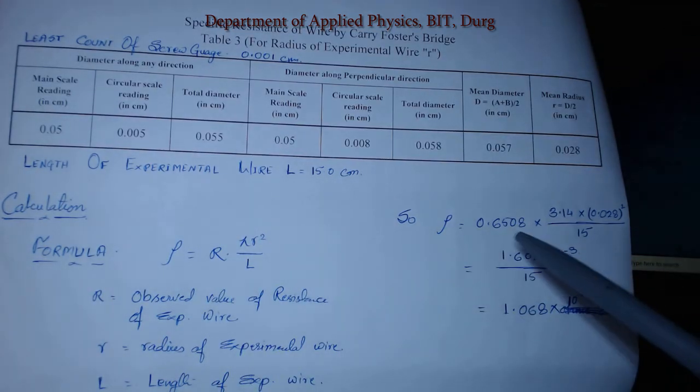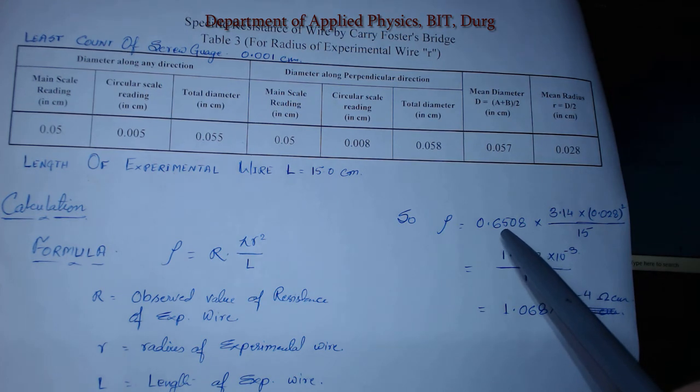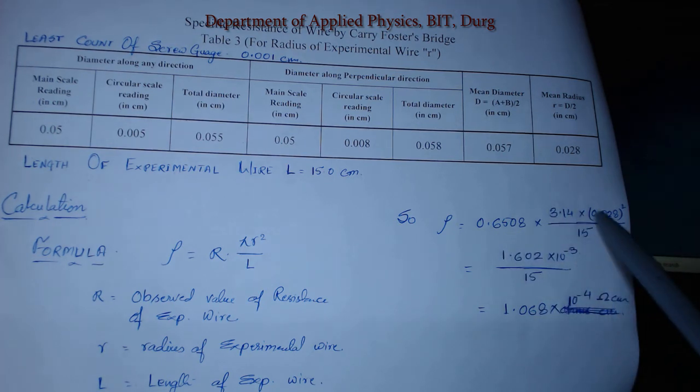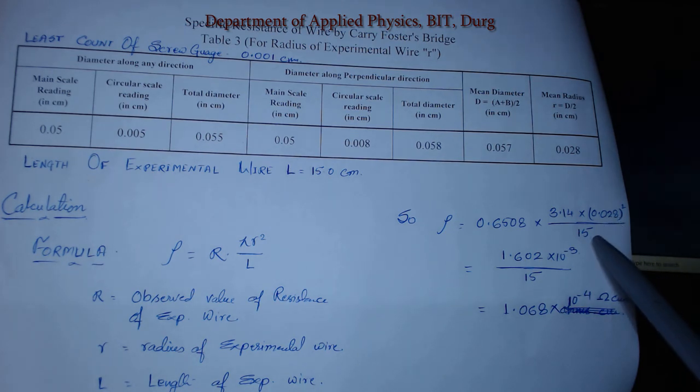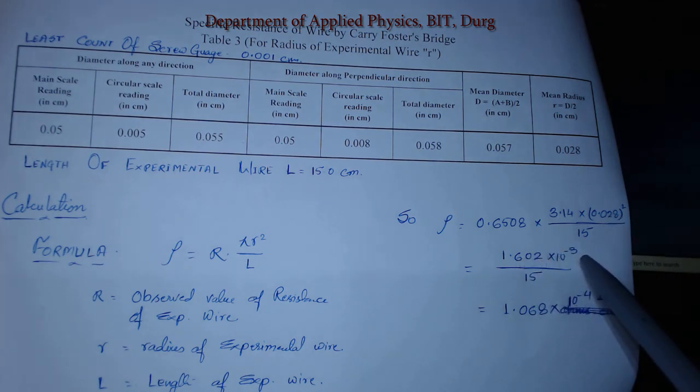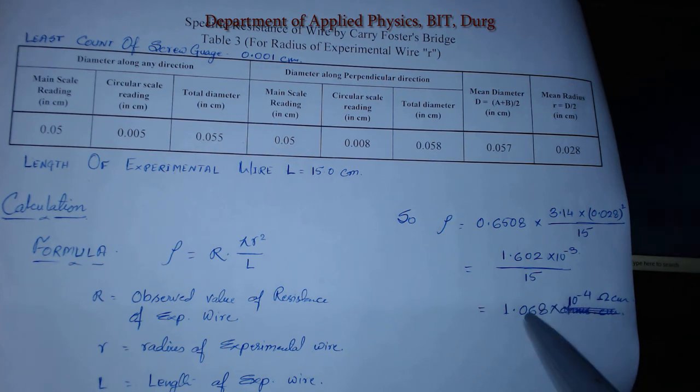So let us put in the values. I have put the value of R, which comes to be 0.6508, multiplied by the value of pi, that is 3.14, multiplied by the square of 0.028, divided by 15. The numerator comes to be equal to 1.602 into 10 raised to minus 3, divided by 15, which gives us the final value of 1.068 into 10 raised to minus 4 ohm centimeter, or if I convert it into meters, it is 1.068 into 10 raised to minus 6 ohm meter.